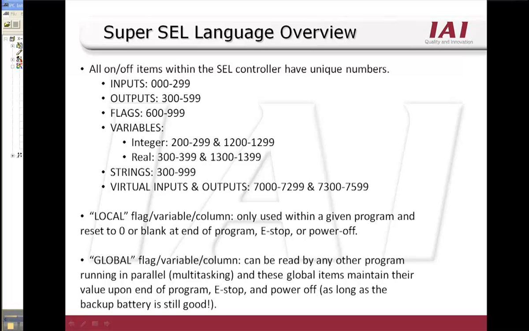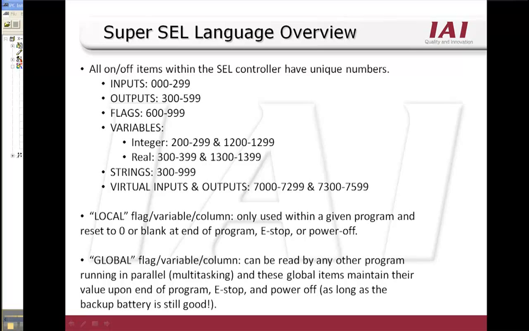Global integer or whole numbers can be stored in variables 200 to 299. Global real or decimal numbers are stored in variables 300 to 399. The XSEL controller also has discrete inputs and outputs available. The program can turn on these outputs and monitor inputs to control the outside equipment. The inputs start at point 0 to 299 and the output ports are from 300 to 399.